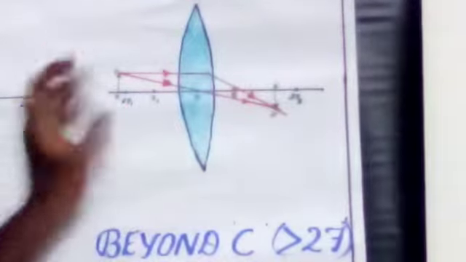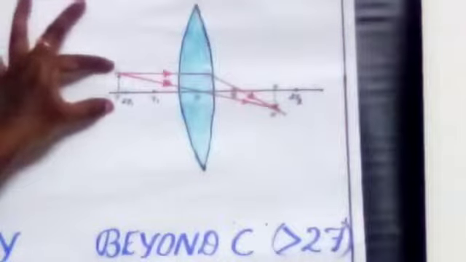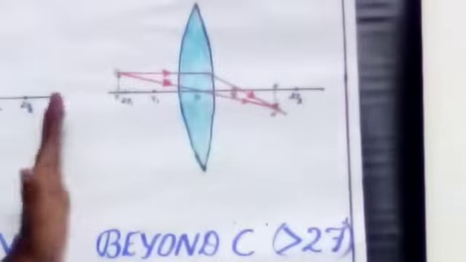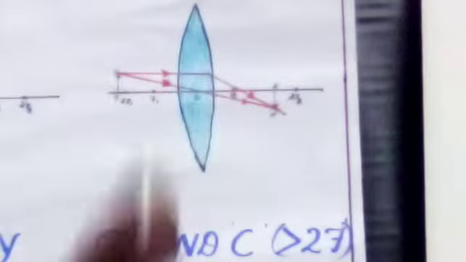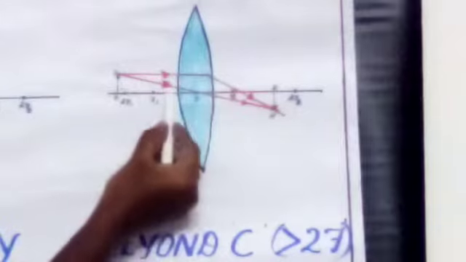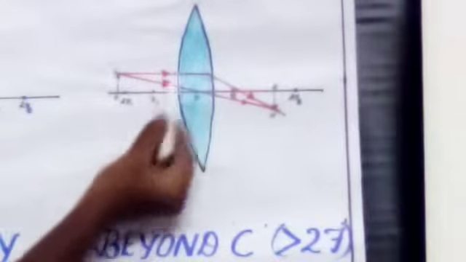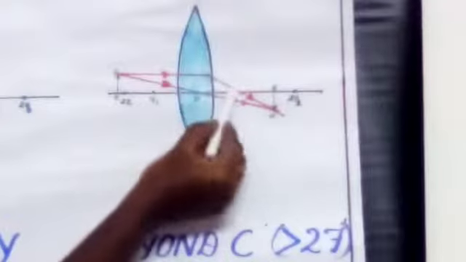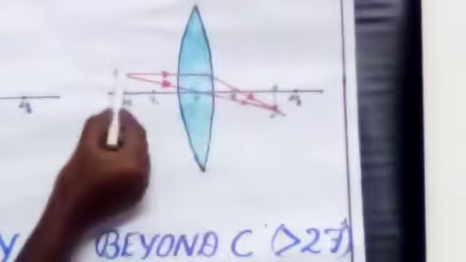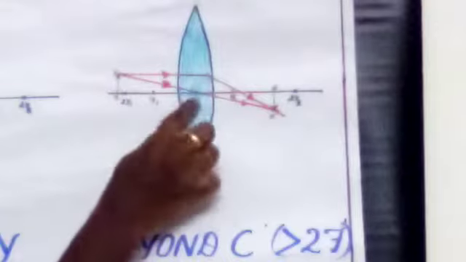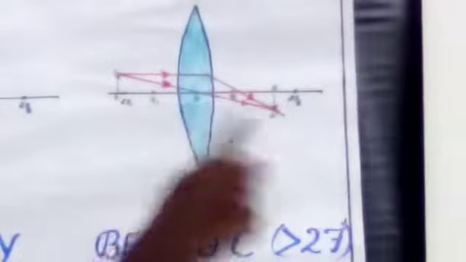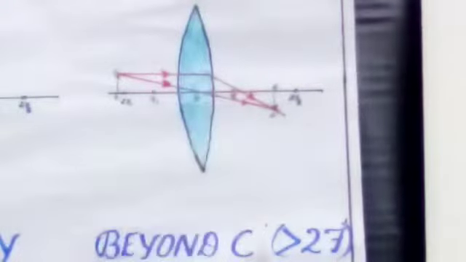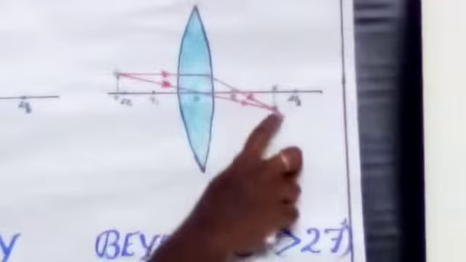This AB denotes the object. If you place the object beyond C, that is beyond 2F1, see here: the first ray is parallel to the principal axis, so after refraction it will pass through the principal focus. The next ray passes through the optic center. Now the two refracted rays meet at this point, and here only the image is forming.